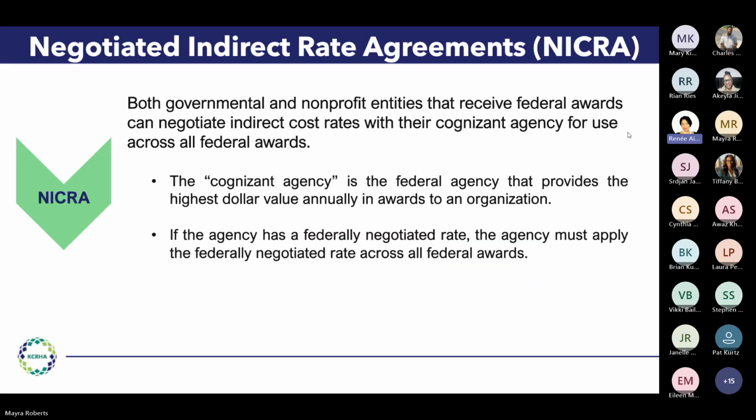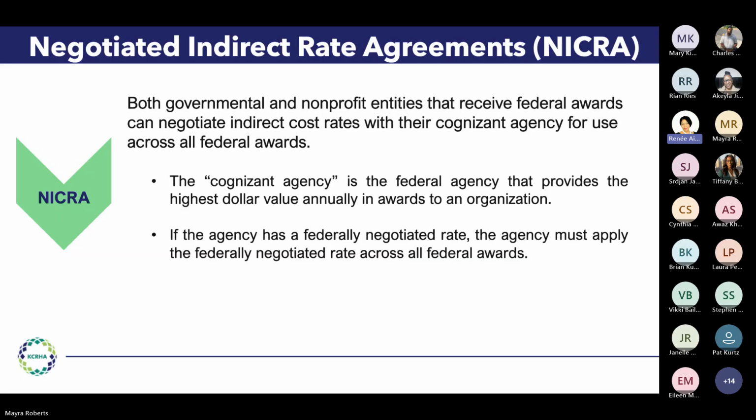Okay. So we also know the next method is NICRA. I've been saying NICRA for years, so I'm going to roll with it. So that's your negotiated indirect cost agreement. Both governmental and nonprofit entities that receive federal awards can negotiate an indirect cost rate with their cognizant agency for use across your federal awards, right? So your NICRA applies to your federal awards.